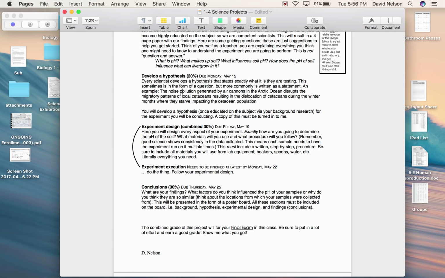So you'll look at what were your findings? What factors do you think influenced the pH of your samples? Or why do you think that they were so similar if they were similar? And to answer some of these questions, you might think about where the samples were collected from. So if they're collected in areas that are really similar to one another, then you might want to consider what's similar between them. Maybe that similar thing is what is causing them to have a similar pH, or if they're very different, what's around that might be dictating that pH.